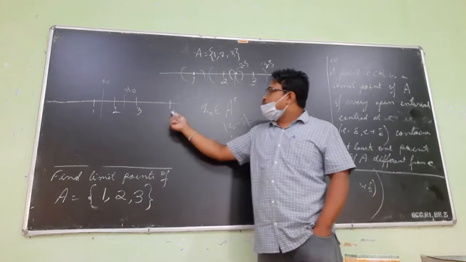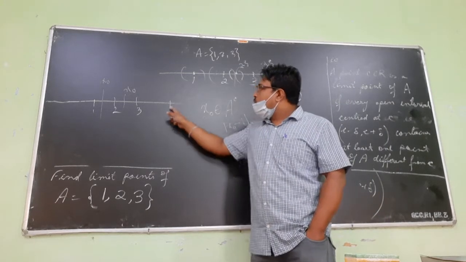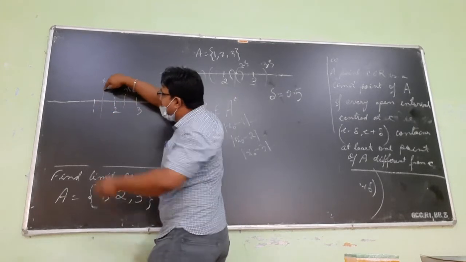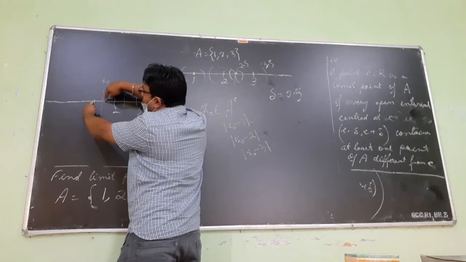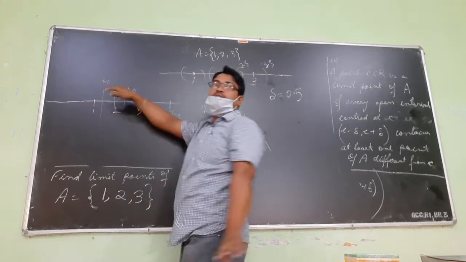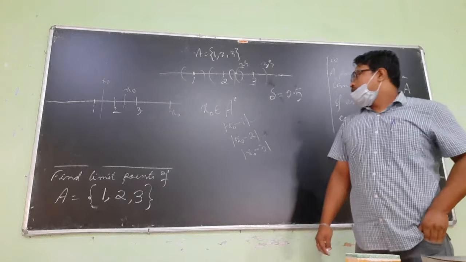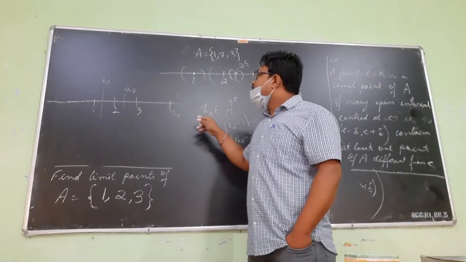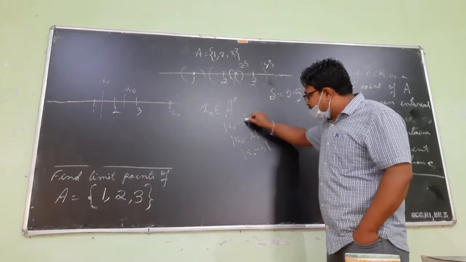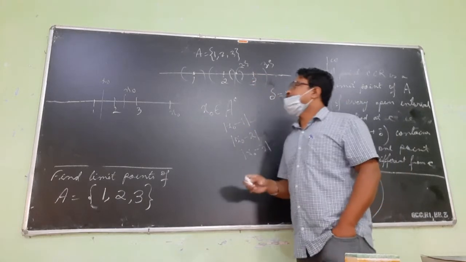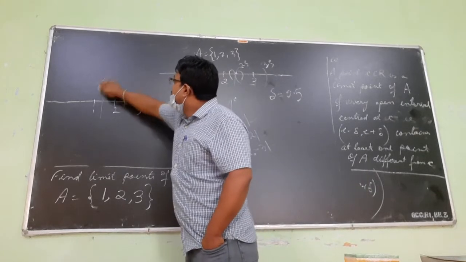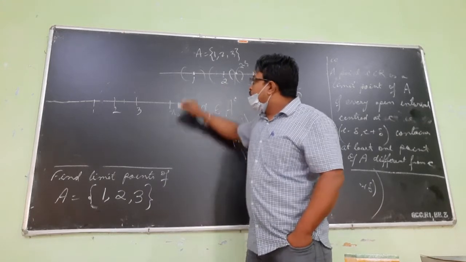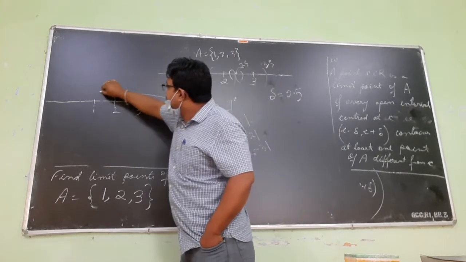If I choose the point here, then the distance between x0 and 1 will be largest. If I choose the point here, then the distance between x0 and 1 will be the smallest. It depends. Whatever it is, once we take a point outside, we can compute these three. Suppose I have taken this point. So what is the distance between x0 and 1? This distance.